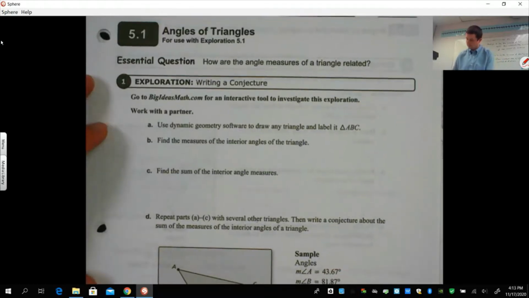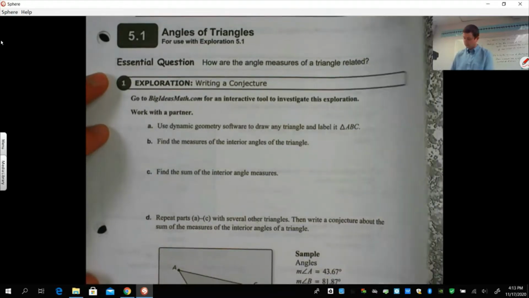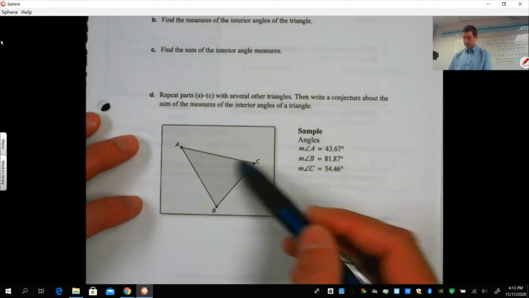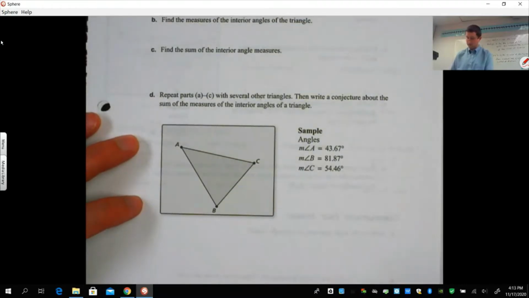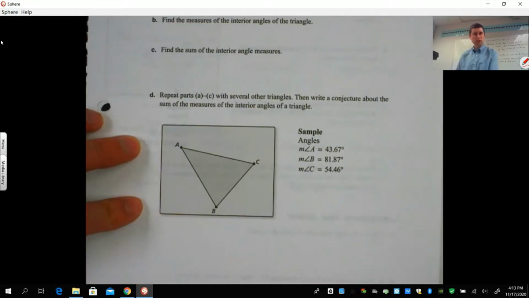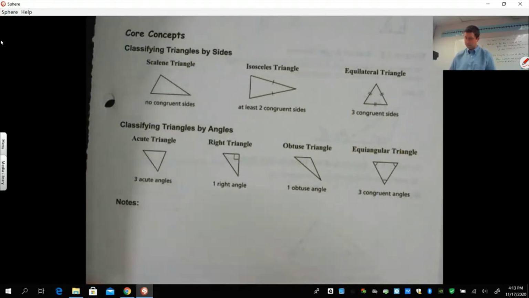Okay, so the main question: how are angle measures of a triangle related? You can use a lot of online things to draw triangles and measure their angles, including the Desmos Geometry and some other tools. GeoGebra. GeoGebra is kind of like geometry and algebra. GeoGebra is another tool that's pretty useful, may use in class from time to time.